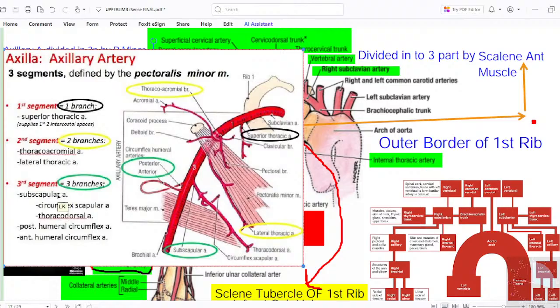All right, can you explain all the branches starting from subclavian up to the brachial?